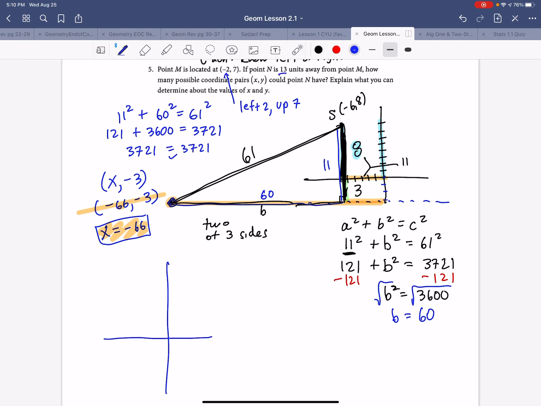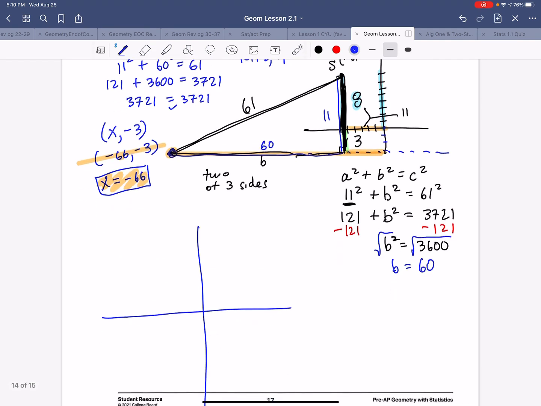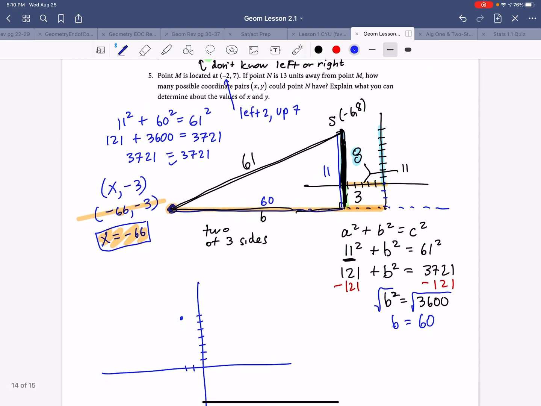And I want to go 13 units away. So I have to do some planning. I got to give myself some room here. Negative 2, 7. So negative 2, 1, 2, 3, 4, 5, 6, 7. There's my point, and they called that point M.